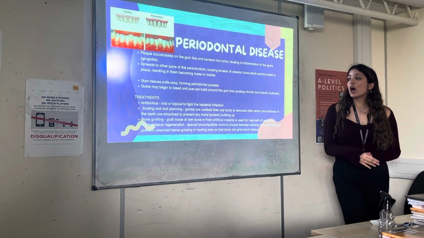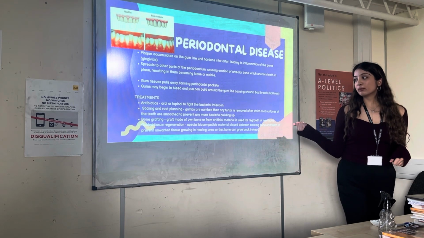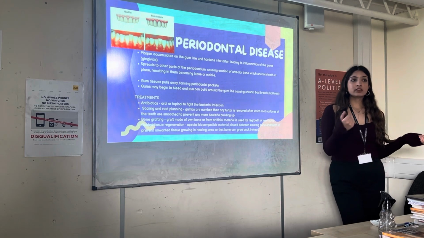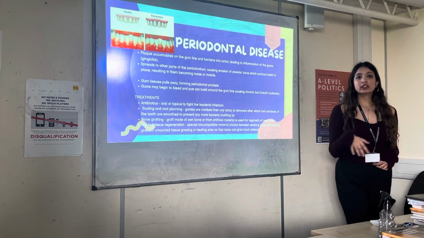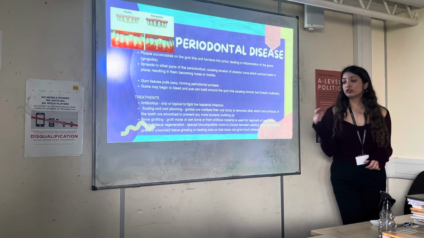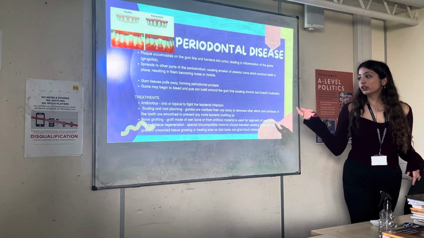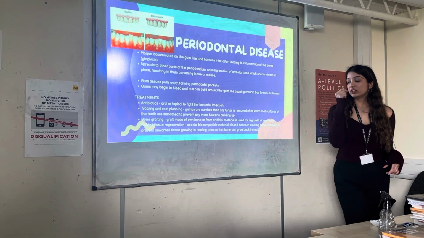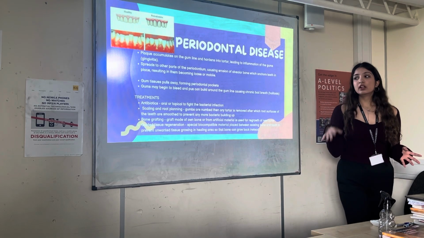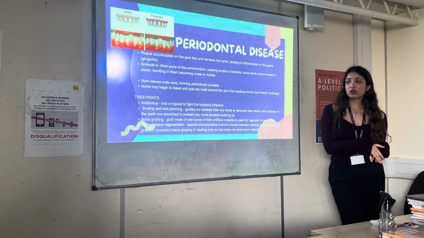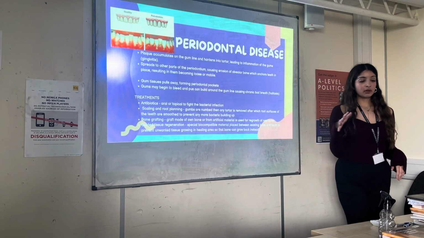And in the surgical treatments, one of them is bone grafting, where a graft is made either of the patient's own bone or some artificial material, and that's used to stimulate regrowth of new alveolar bone. And there's also guided tissue regeneration, which is when a special material is placed between the existing bone and the tooth to prevent any unwanted tissue from growing, so that the bone can grow back instead.